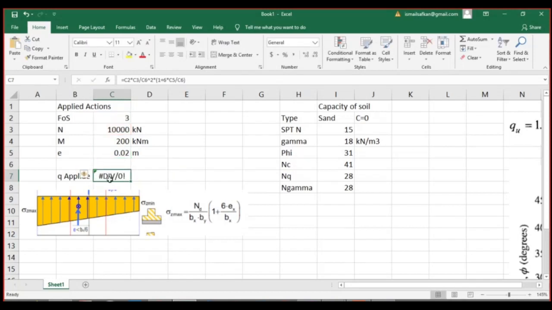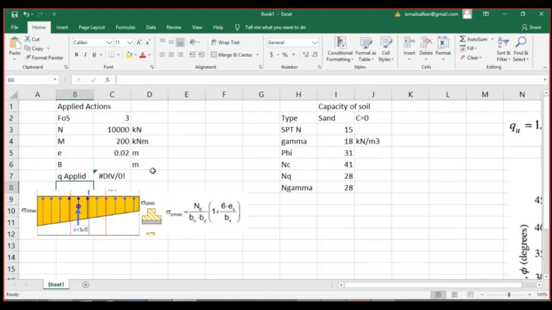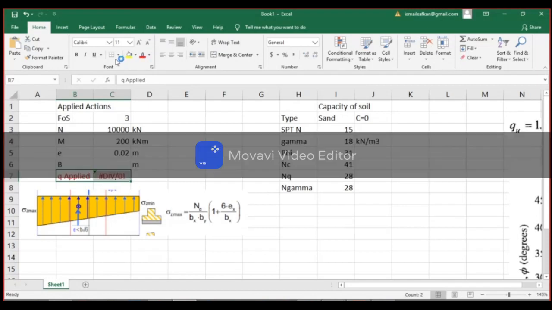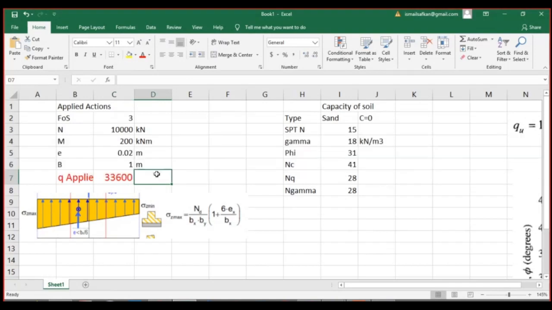Just because you divide with 0, it won't give you a solution now. So this cell I defined initially as B, and it will be in terms of meters. Let me write this. This is gonna be Q applied. So if it's 1 meter, you just give values. It will be kilonewton per meter square, so kPa in other words. This is the applied zone.